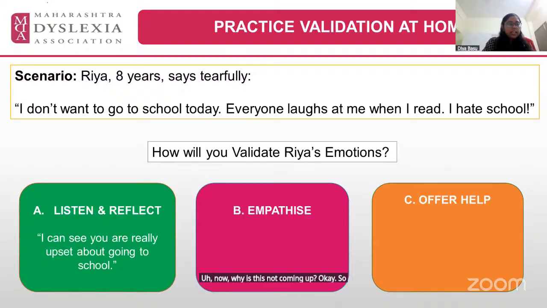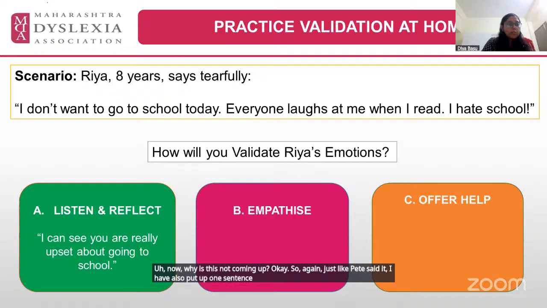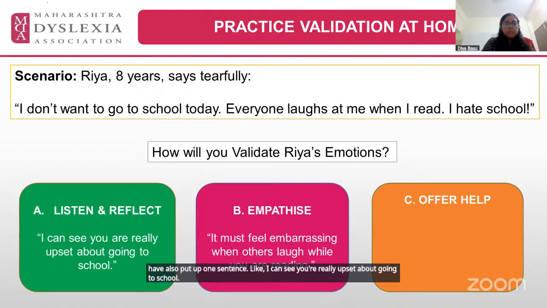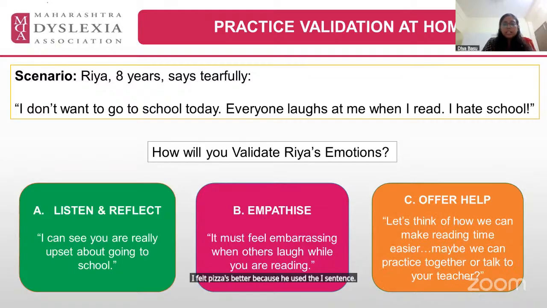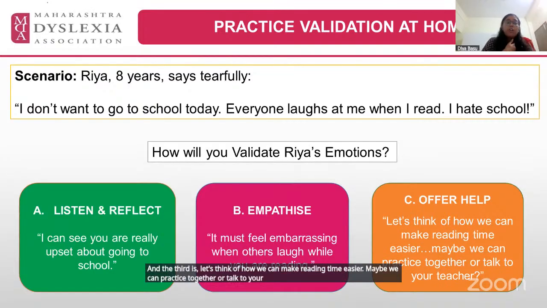So again, just like Pete said it, I have also put up one sentence. "I can see you're really upset about going to school." "It must feel embarrassing when others laugh while you are reading." I felt Pete's is better because he used the "I" sentence. And the third is, "Let's think of how we can make reading time easier. Maybe we can practice together or talk to your teacher." So again, like Aarti had said, you're offering some options. Okay.